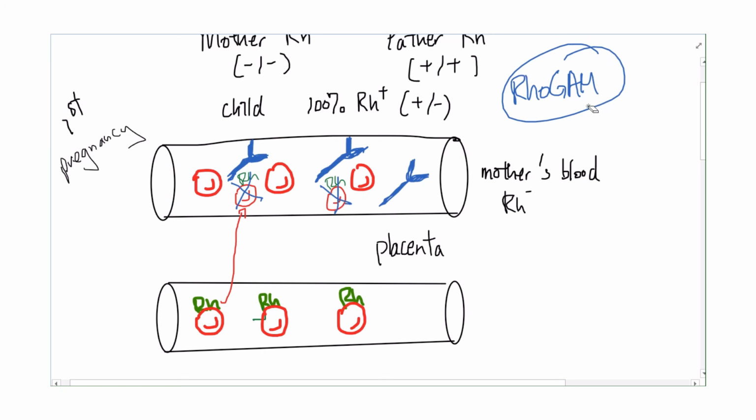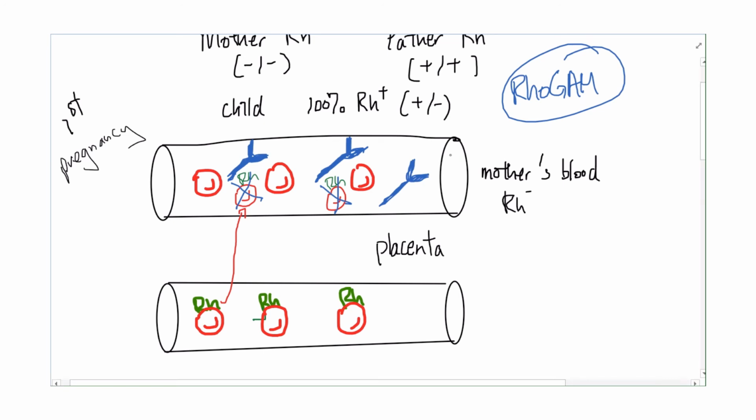Now the RhoGAM is designed in such a way that they're really big in size, and so they are not going to be able to cross the placenta and harm the baby. Right? All the RhoGAMs will remain in the mother's bloodstream and will clear any Rh positive cells. So by receiving the RhoGAM shot, you will prevent sensitization, and you typically would do this in all pregnancies if the mother is negative and there is a chance that the baby is positive.